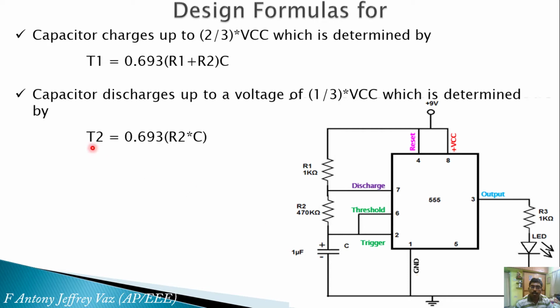This is another formula. T off time will be 0.693 R2 into C. Here R2 is the resistance and C is the capacitance. Similarly, T on, the on time, is equal to 0.693 (R1 plus R2) into C. R1 and R2 are the resistances over here and C is the capacitance, 1 microfarad.